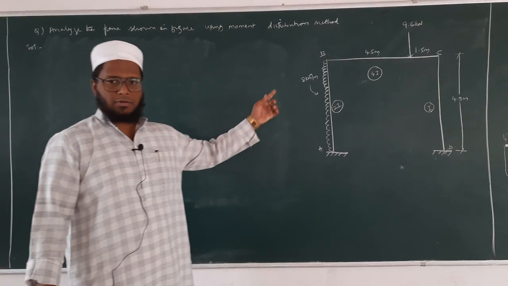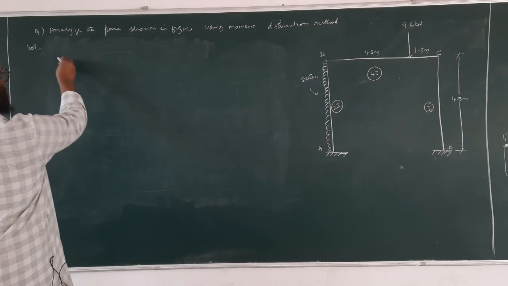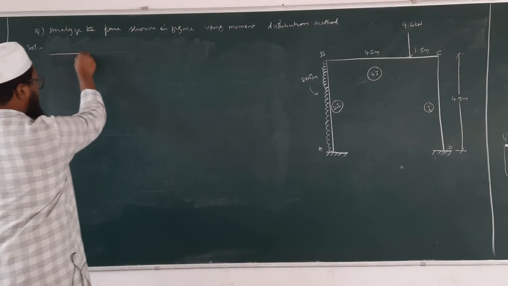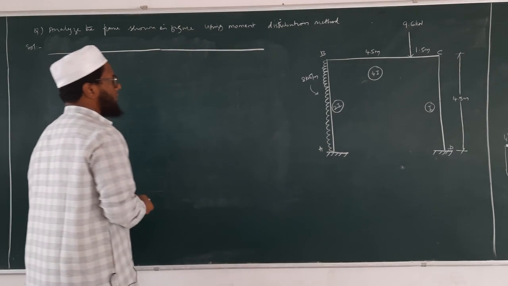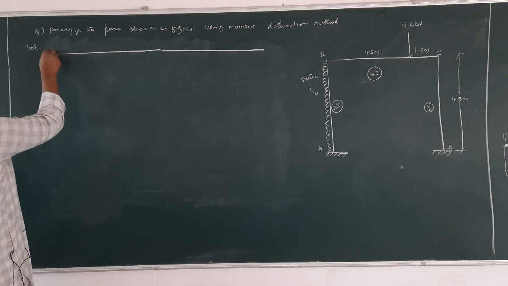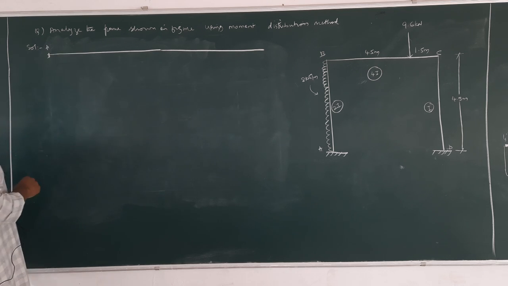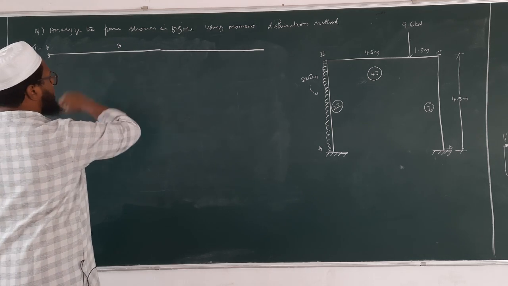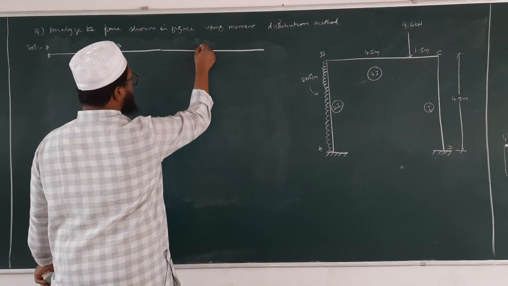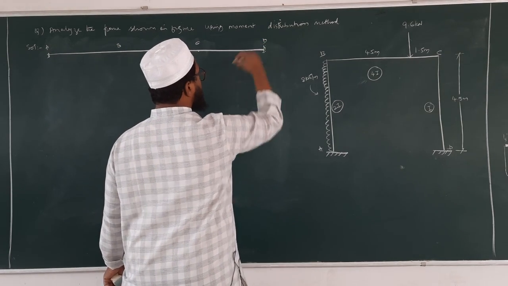We'll move to the moment distribution table. For the calculation of our final moments, we need the moment distribution table, isn't it? It is fixed at this joint, that is A. I am opening that entire frame. Then here it is B, C, and here it is fixed, so it is D.